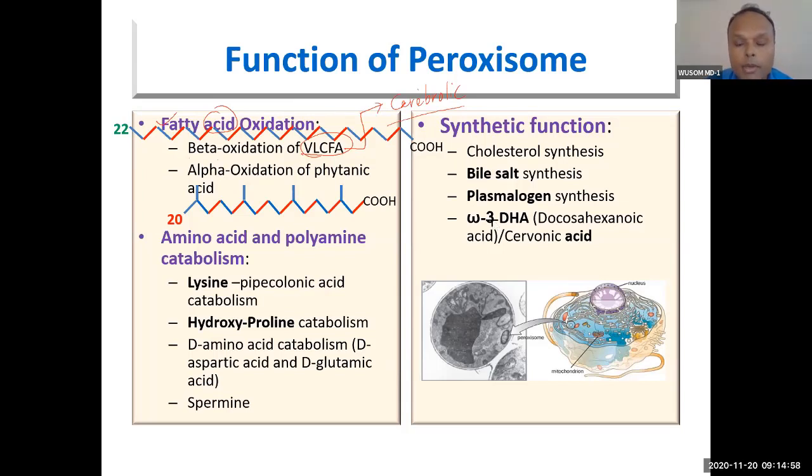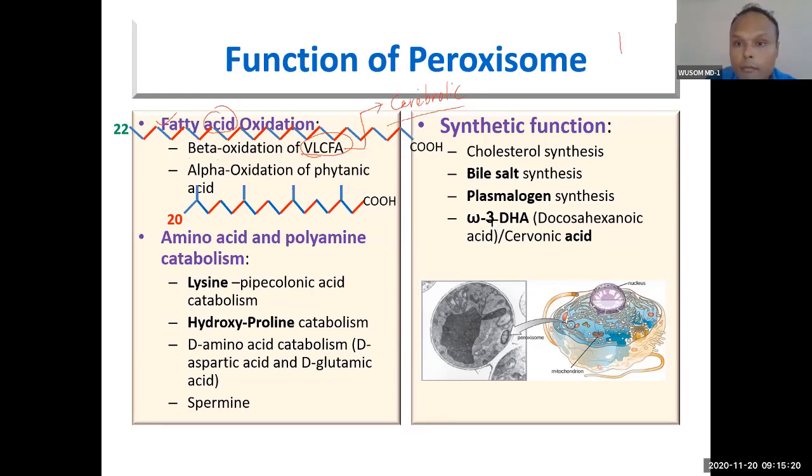Remember, peroxisomes vary in number around the tissue based on its need. If need is high, peroxisome number will be high. If need is low, peroxisome number will be low. So nervous tissue has high requirement of peroxisome. Your liver also has high number of peroxisome. Kidney has high number of peroxisome.